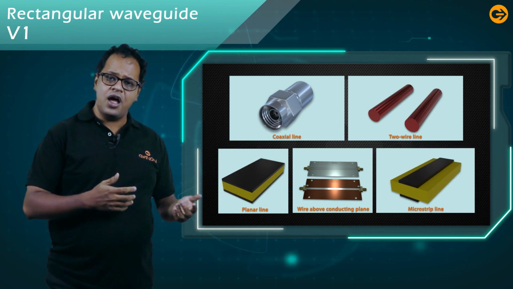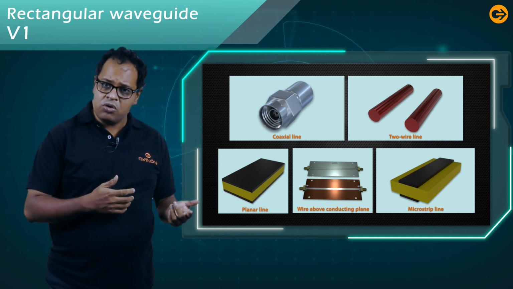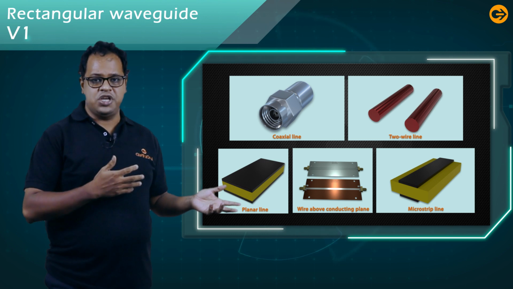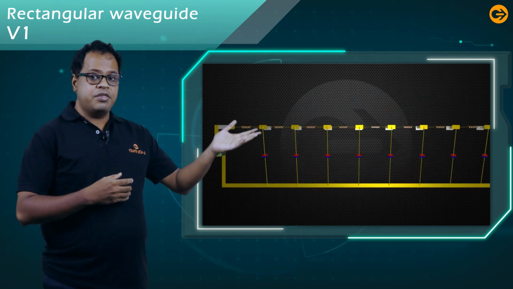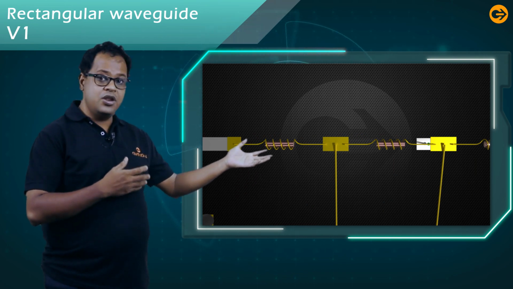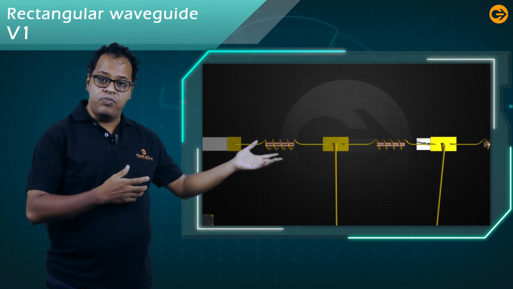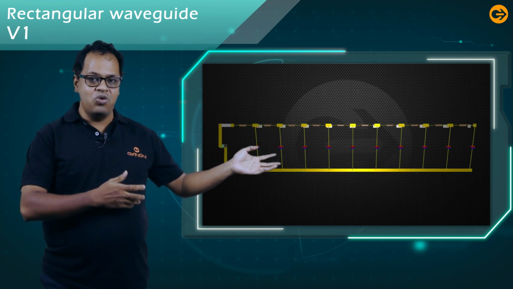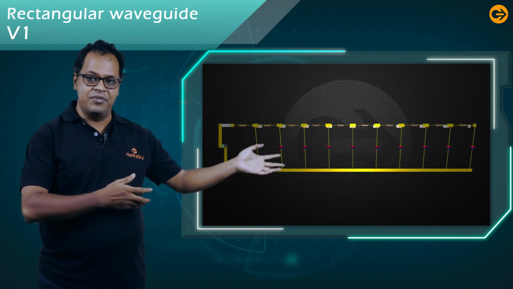Have you ever seen a transmission line? No? Okay, then let us have a look at a transmission line. This coaxial line, which you have seen in your lab, the CRO probe, that is your coaxial line.